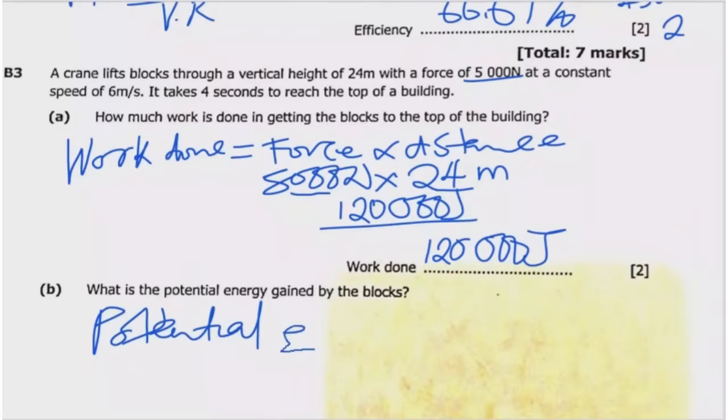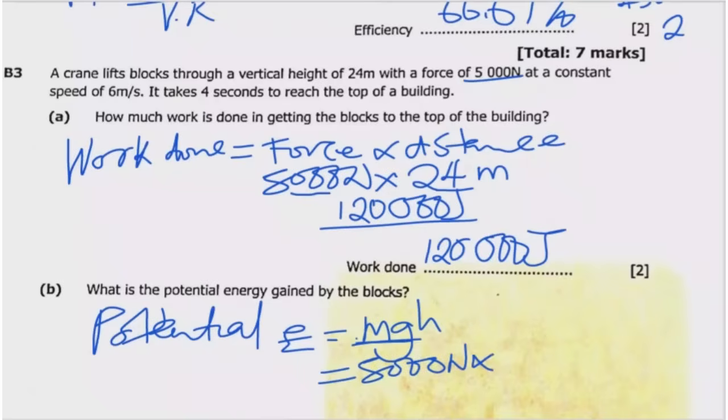Potential energy is equal to m times gravitational force times height. So what we can have there is mgh, that is the force that we have, which is 5,000 Newton. Okay, so which is the product of mg, that is 5,000. So the mass, we can take it that it's 500, so times that will give us 5,000. Then 5,000 Newton times height, which is 24.